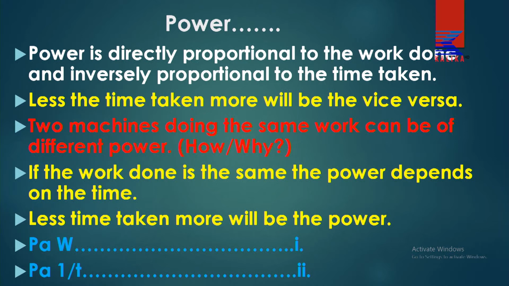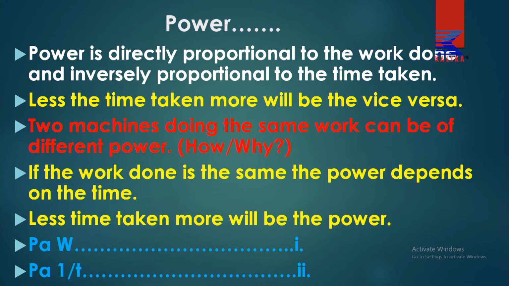So you have a look here. Less the time taken, more will be the power, and vice versa. It means more the time taken, less will be the power. For example, two machines doing the same work can be of different power. How and why? Here is a question. So they are doing the same amount of work.